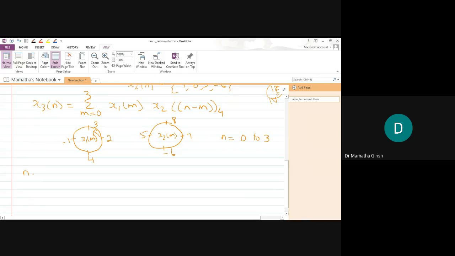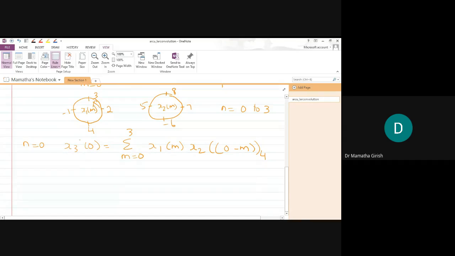For the first case, when the value of n is equal to 0, what is x3 of 0? x3 of 0 is nothing but the summation, small m varying from 0 to 3, of x1 of m into x2 of (0 minus m) modulo 4. So this is the summation, small m varying from 0 to 3, of x1 of m into x2 of minus m modulo 4.